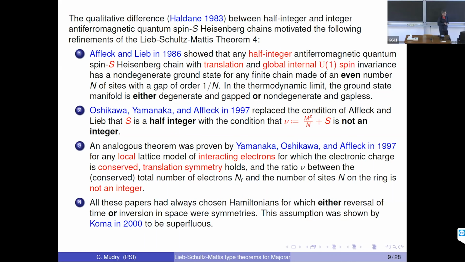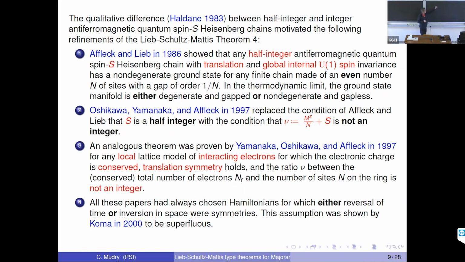So 11 years later, Oshikawa, Yamanaka, and Affleck replaced the condition of Affleck that the spin S has to be non-integer with a condition on the magnetization, the total magnetization of the system along the quantization axis, which is a conserved quantity because we have a U(1) rotation symmetry that survives, divided by the length of the chain. So this coefficient nu, given by those two numbers on the right-hand side of this equation, if it is not an integer, then the predictive power of the theorem applies.